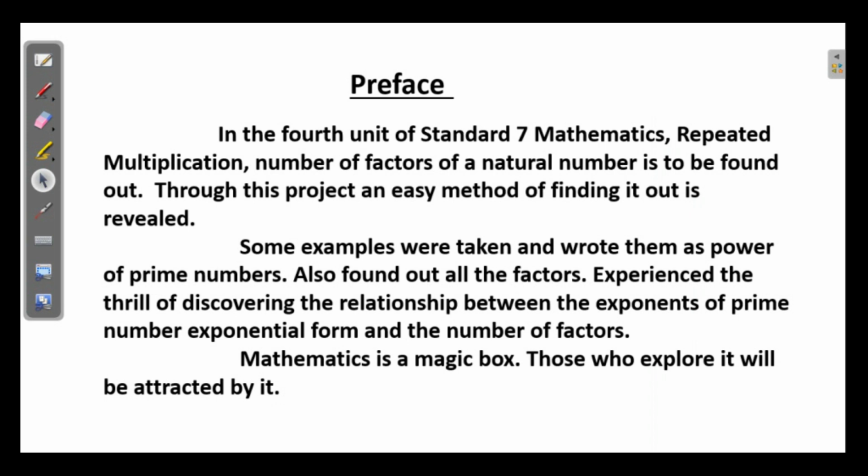Preface. What is written in the preface? In the fourth unit of Standard 7 Mathematics, repeated multiplication, the number of factors of a natural number is to be found out. Through this project, an easy method of finding it out is revealed. Some examples were taken and written as powers of prime numbers. Also found out all the factors. Experienced the thrill of discovering the relationship between the exponents of prime numbers, exponential form, and the number of factors.